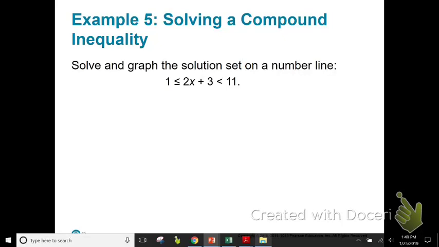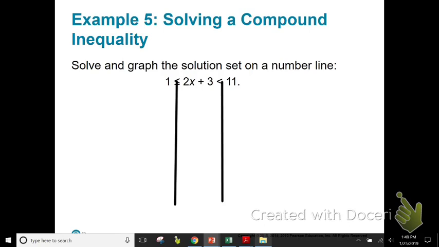Example 5. Solve and graph the solution set on a number line. So this has two inequalities, right? That means this is what they call a compound inequality. Well, you know what we did before: what we did to one side, we did to the other, didn't we? When we subtracted 3x from one side, we subtracted it from the other. The same thing here, except you don't just have two sides, you have three sides.